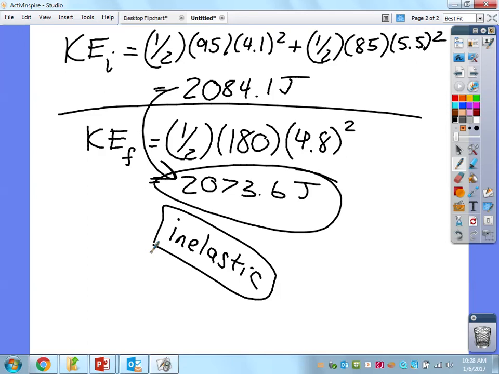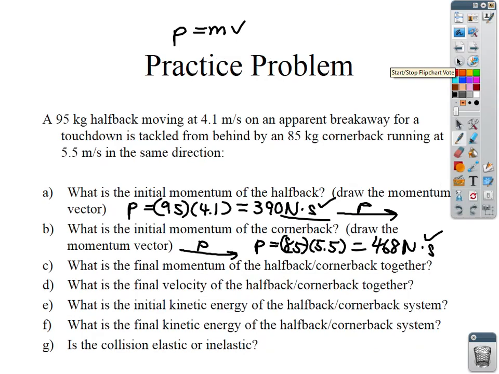All right? So that's how you approach these problems. You can see we did just simple momentum calculations. We used the conservation of momentum, momentum before, momentum after the collision. We're able to find the velocity, compare kinetic energies before and after, and determine whether it is elastic or inelastic.